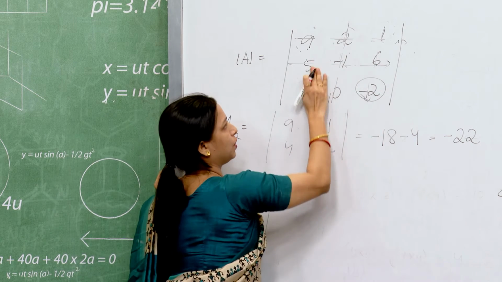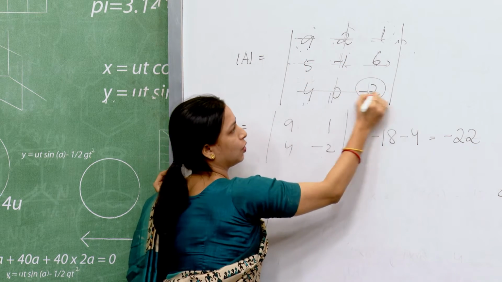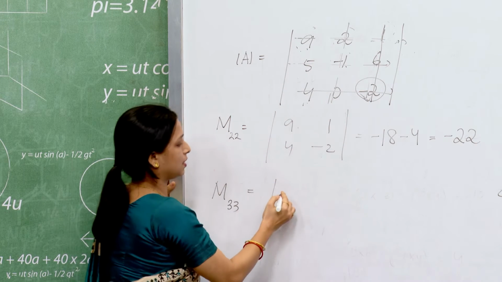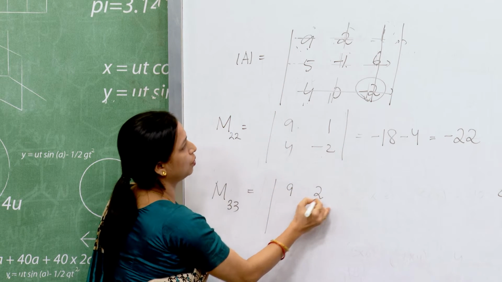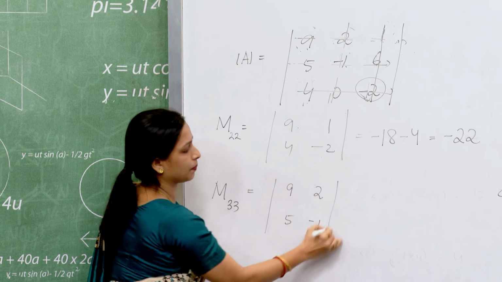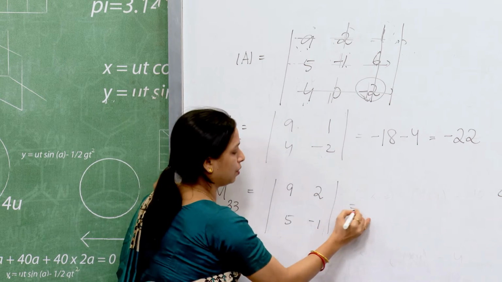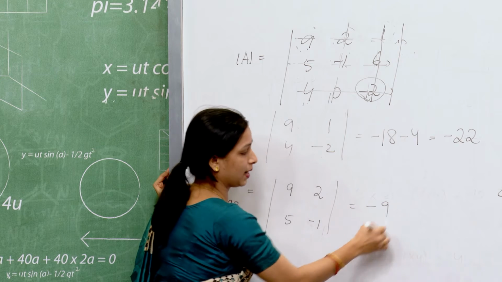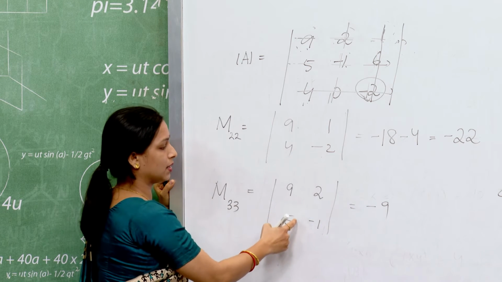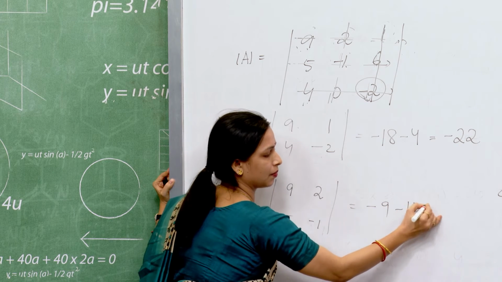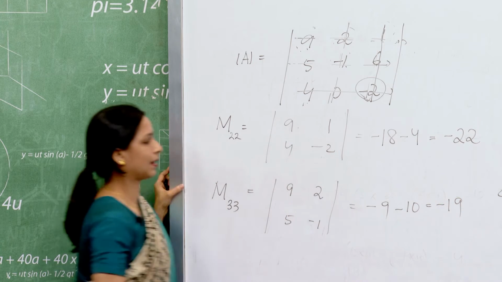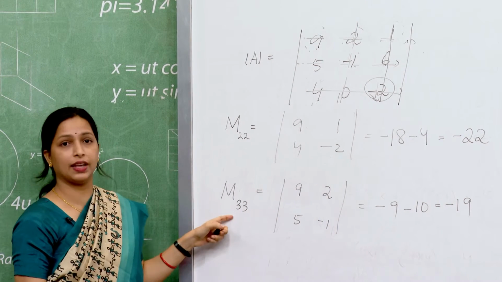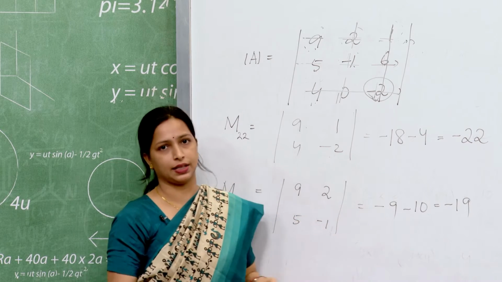So, what do? I delete the row and the column in which it exists and the resultant second order determinant is 9, 2, 5 and minus 1, right. What do? 9 into minus 1, that is minus 9, and minus 2 into 5, so minus 10, right. So, the minor of A33 is minus 19, right.